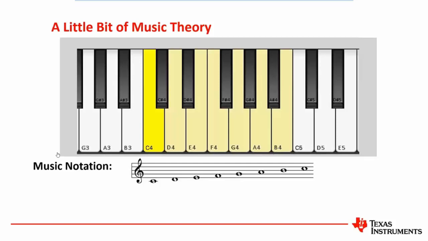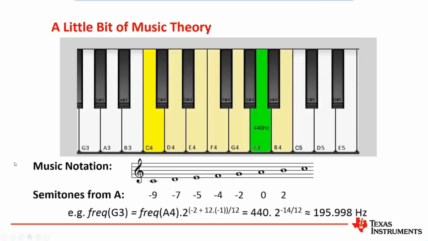Typically though, what we use today most widely, and it's called concert pitch, is the A above middle C, A4, and it's set to 440 hertz. So for our program, all we really need to know is how many semitones each note is away from that A key, so that we can determine the number of semitones.